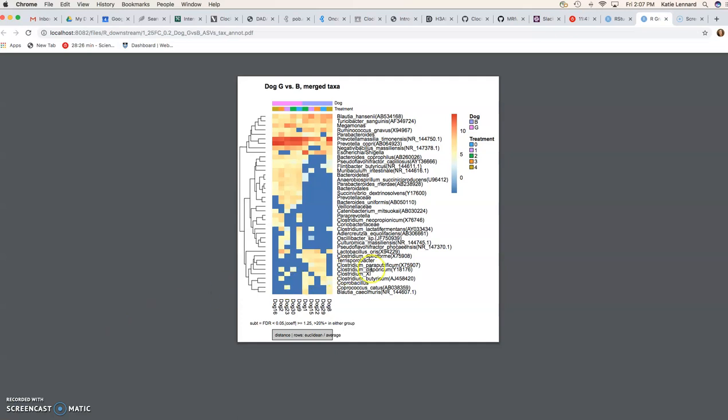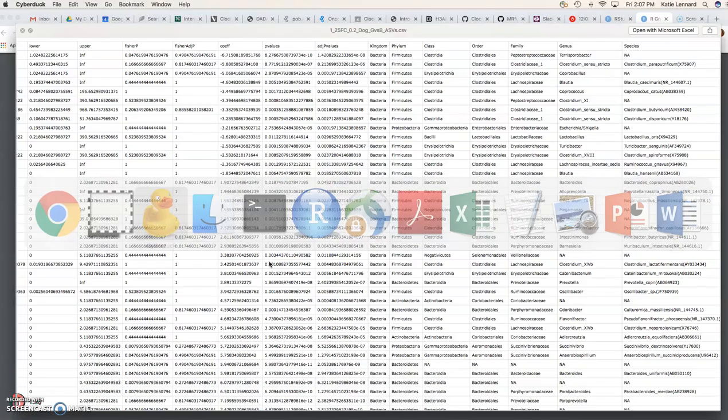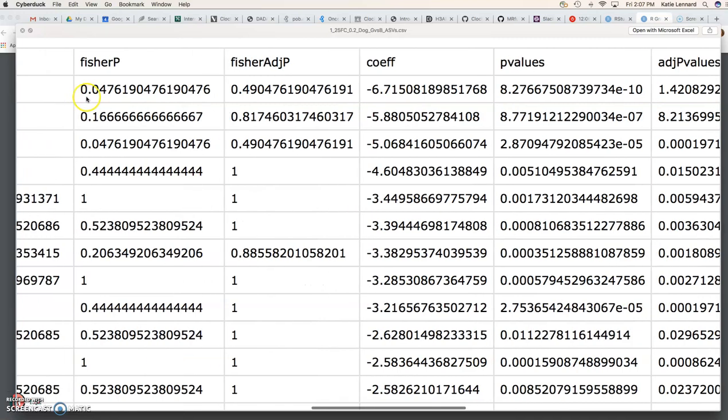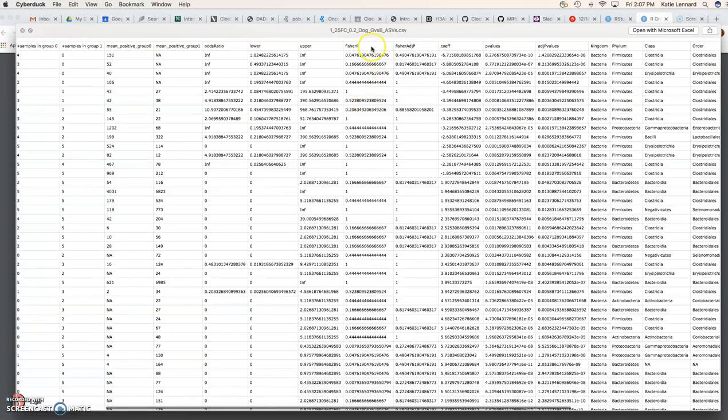So here we've got the Sporobacter row, and we can see that 4 out of the 5 samples for dog B had this ASV, whereas none of the dog G samples had this ASV. If we look again at the stats, we'll see that it did have a significant Fisher's exact p-value of 0.047, but that was not significant after multiple testing correction.